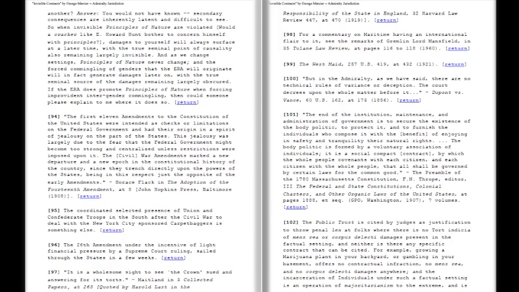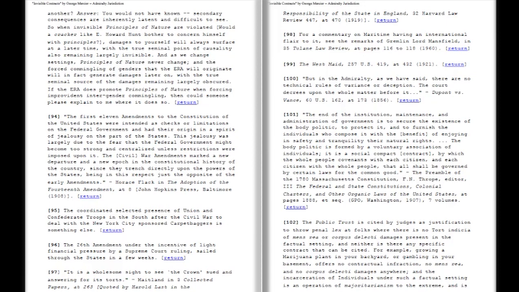Return. 96. The 26th Amendment, under the incentive of light financial pressure by a Supreme Court ruling, sailed through the states in a few weeks. Return. 97. It is a wholesome sight to see the Crown sued and answering for its torts. Maitland, in 3 Collected Papers, at 263, quoted by Harold Laski in The Responsibility of the State in England, 32 Harvard Law Review 447, at 470, 1919.